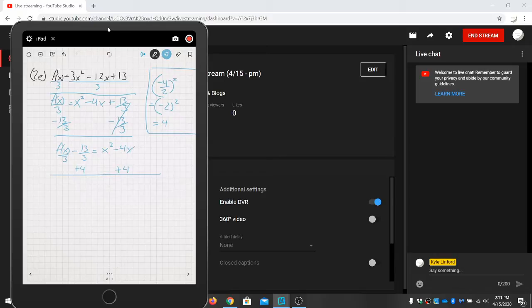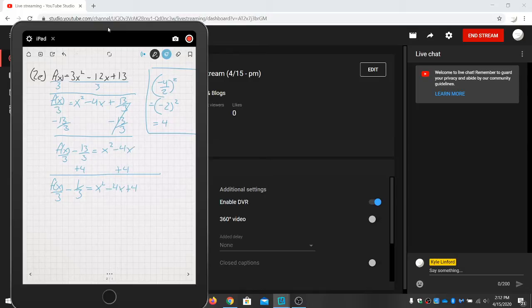Okay, so on the left-hand side, we're going to have f of x over 3, and negative 13 over 3 plus 4. Well, if I wanted a common denominator, I'm going to multiply the top and the bottom by 3. So what's that? 12 over 3. And negative 13 thirds plus 12 thirds is negative 1/3? Yeah, that should be right. I like when mental math works out nicely. So we have negative 1/3 equaling x squared minus 4x plus 4.